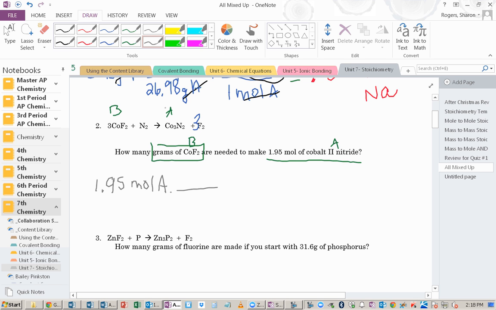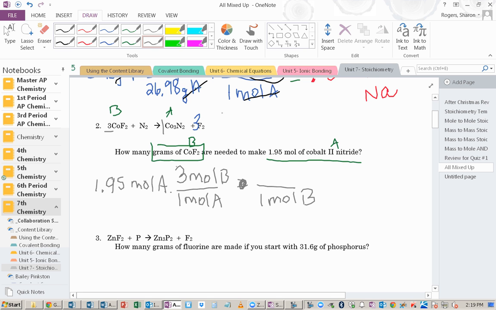So for every 1 mole of A, that's equal to 3 moles of B. If I were to solve this at this point, I would end up with moles of B, but I don't want moles of B, I want grams of B. So I'm going to take this one step further and convert it to grams.